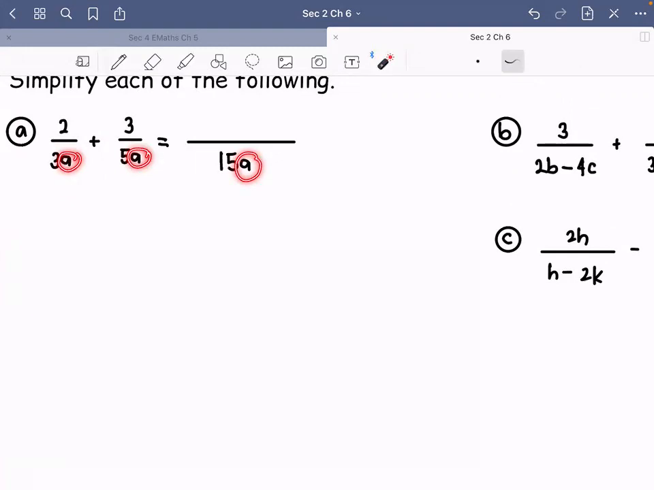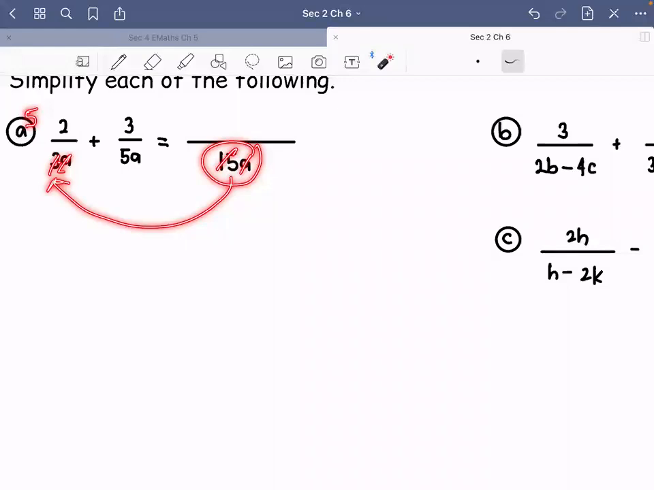So if there's a common term or common variable, we put that here, only once. Take note of that. So what's next after this? 15A divided by 3A. What do you get? You get 15 divided by 3, which is 5. And A is cancelled, because A divided by A is 1.